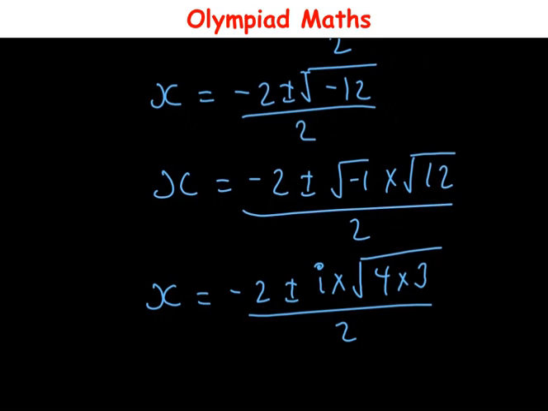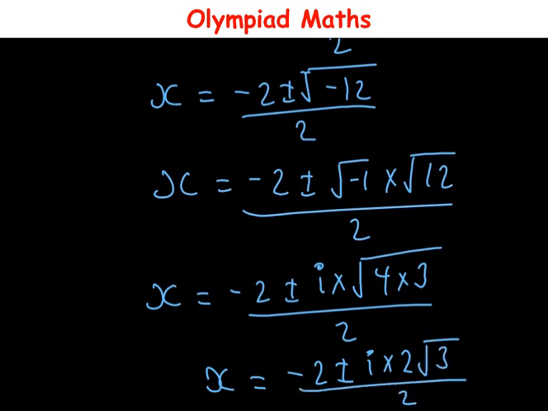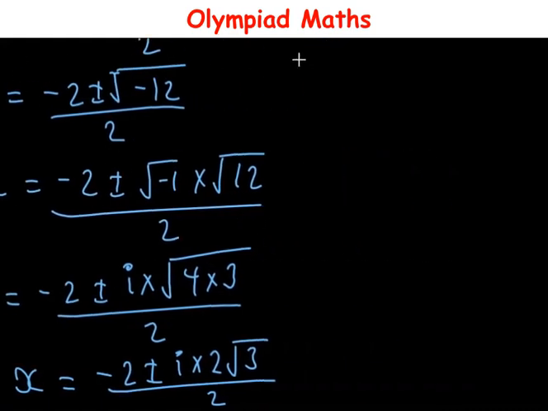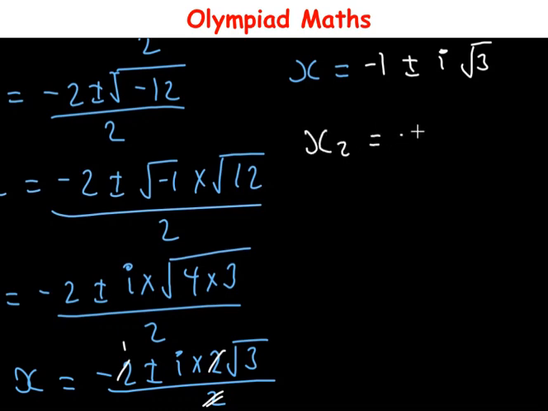So with this, x is then equal to minus 2 plus or minus i times root 4, which is 2, times root 3, all over 2. So with this, the value of x is then equal to, from here, 2, we cancel 2, 2 we divide 2, we have 1. So x is equal to minus 1 plus or minus i times root 3. Therefore, the value of x2 is equal to minus 1 plus i times root 3, while the value of x3 is equal to minus 1 minus i times root 3.